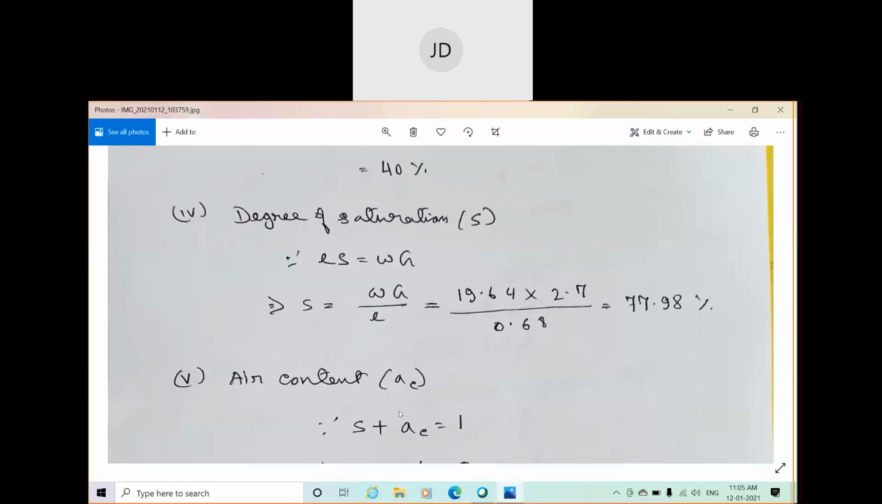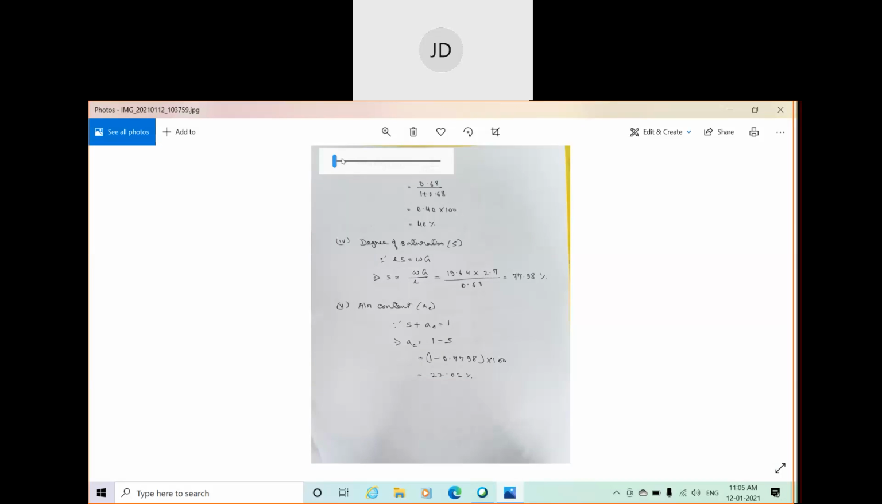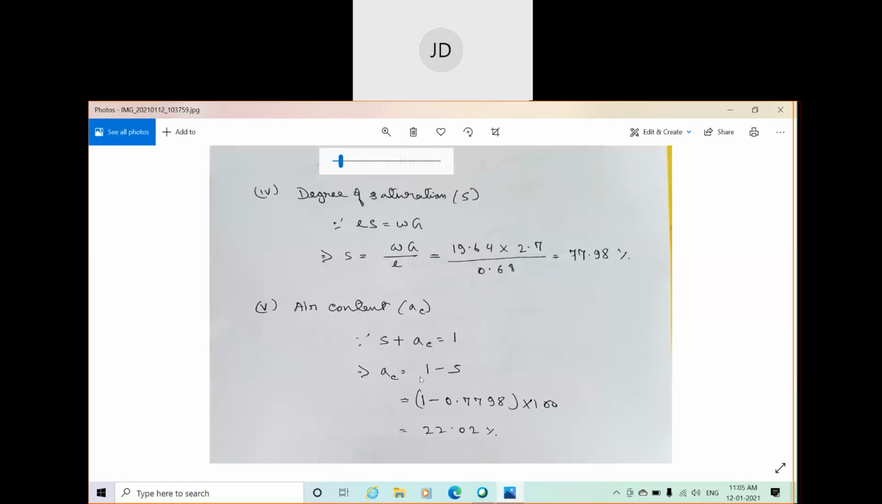Since S is given as 77 point some percentage, let's find out AC. We know AC equals 1 minus S. So 1 minus, we'll put the value of S, so it will be 0.7798, after dividing by 100. And then finally multiply by 100, since it is also represented in percentage. So finally you will get air content here. If you sum this and this, you will get 100%, since S and AC are defined with respect to volume of voids only. So you should remember these things.